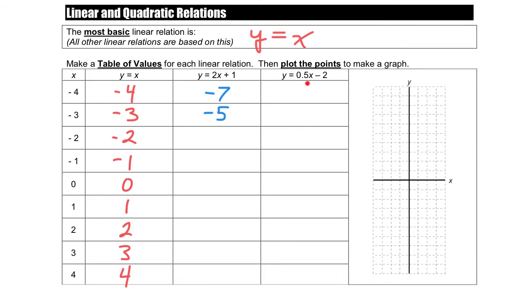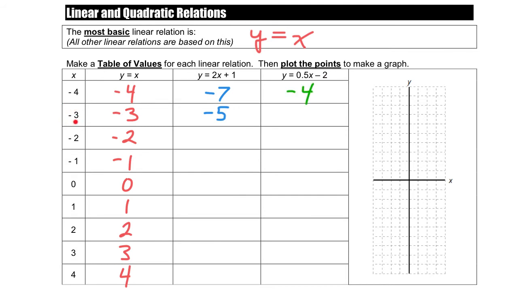And likewise for the last equation, y is equal to 0.5 times whatever x is, and then you subtract 2. So if x is minus 4, 0.5 times minus 4, well, half of minus 4 is minus 2. Then we subtract 2 again. Now we're at minus 4.